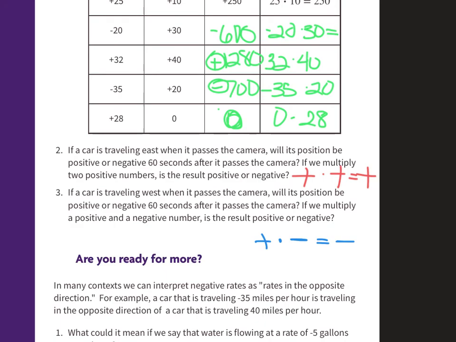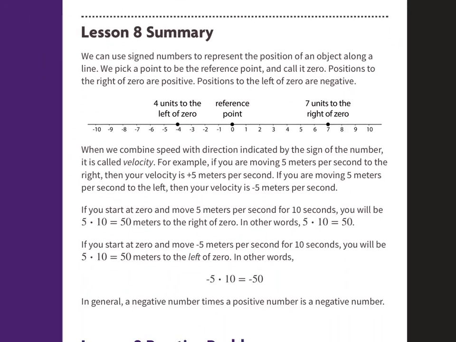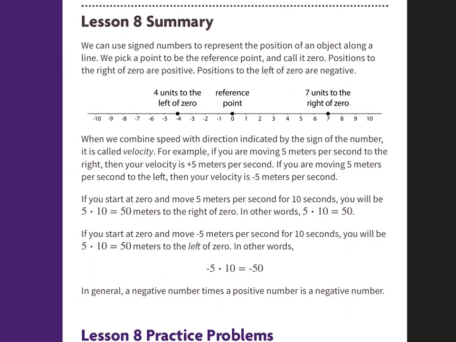Okay? And that's it. So, looking at the summary, we can use signed numbers to represent the position of an object along a line. We pick a point to be the reference point and call it 0. Positions to the right of 0 are positive. Positions to the left of 0 are negative. When we combine speed with direction indicated by the sign of the number, it's called velocity. For example, if you're moving 5 meters per second to the right, your velocity is plus 5. If you're moving 5 meters to the left, your velocity is negative 5. So when we're talking about velocity, the positive and the negatives just tell me the direction it's going.